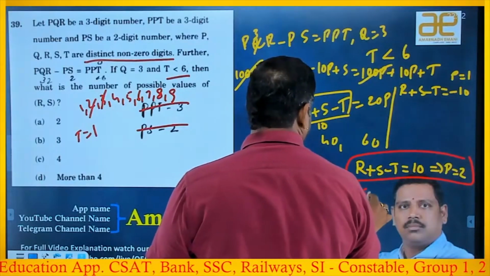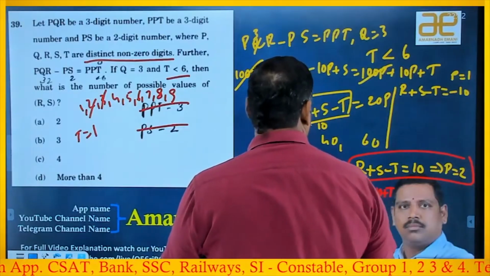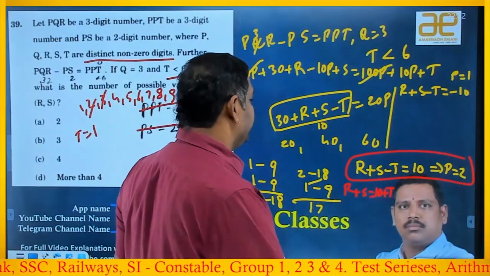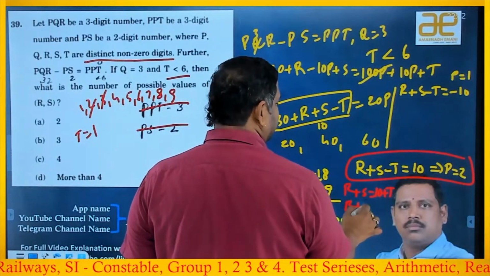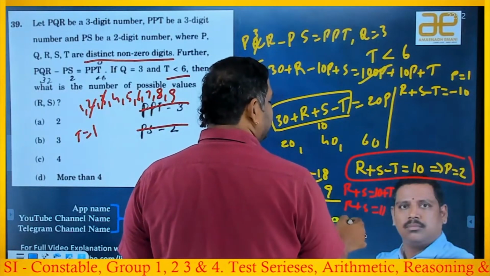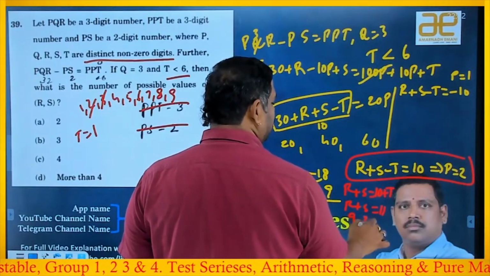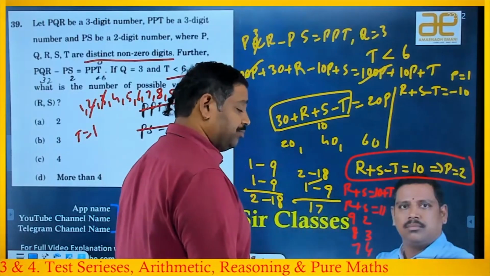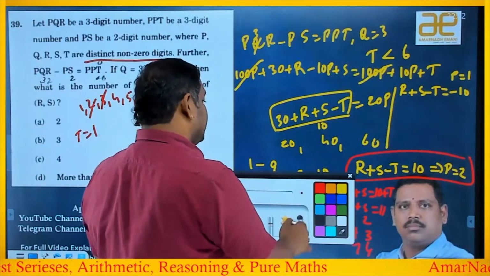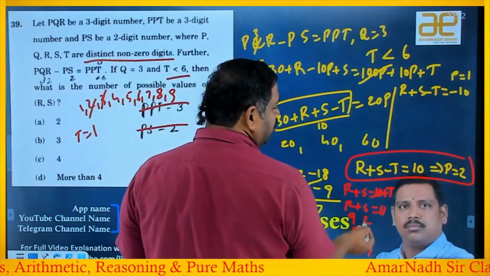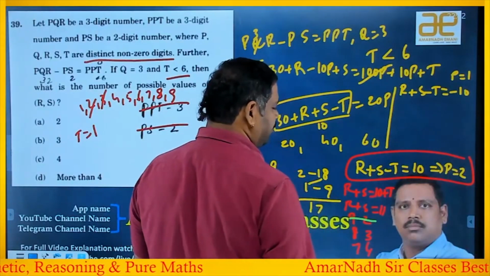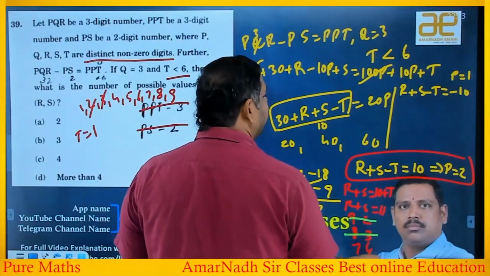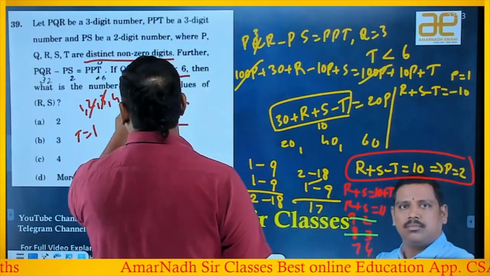R plus S is equal to 10 plus T. T is equal to 1, so the value is 11. R plus S is equal to 11. The pairs you will get are 9 and 2, 8 and 3, 7 and 4. The beauty is 9 and 2 you are unable to take because P has already taken the value 2. 8 and 3 you are unable to take because Q has already taken 3. 7 and 4, both are vacant.